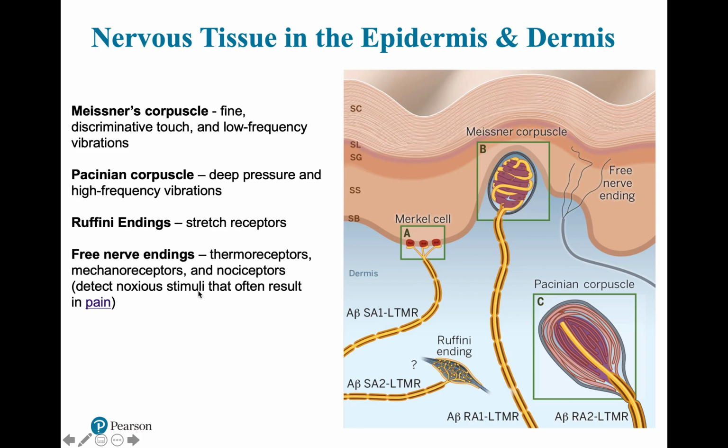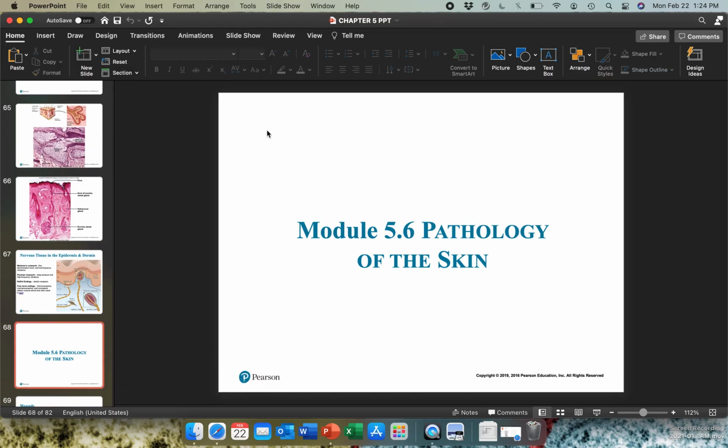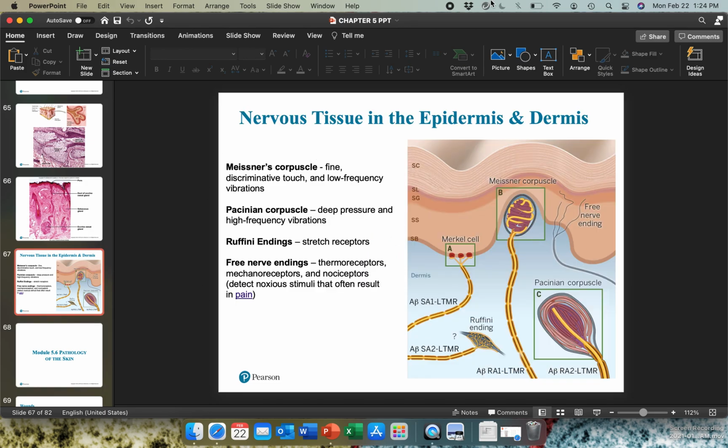which pick up on and detect noxious stimuli, so chemicals. These can be external chemicals or even chemicals that are released from cells that are broken open. So if there's damage to the epidermis, there are certain chemicals that get released by the keratinocytes, and these nociceptors can pick up on that, and that gives us information about pain and damage to the tissues. And so those are the nervous tissue structures that we find in the skin.